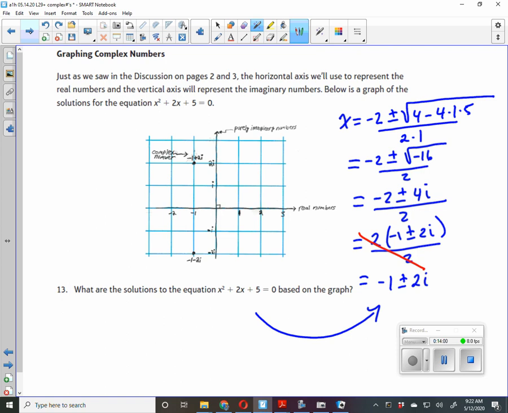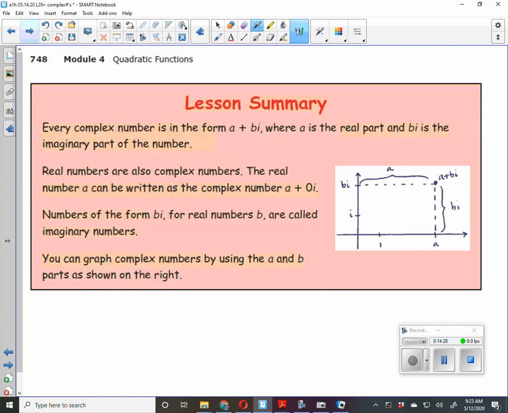The discussion continues with graphing complex numbers. You've got your real axis, you've got your imaginary axis. And notice that negative 1 plus or minus 2i, they're going to be vertical from each other. And again, here's a situation where I use the quadratic formula to solve this. And our summary says, a plus bi is what we're looking for. Square root of negative 1 is equal to I. Good luck. Let's have some fun.